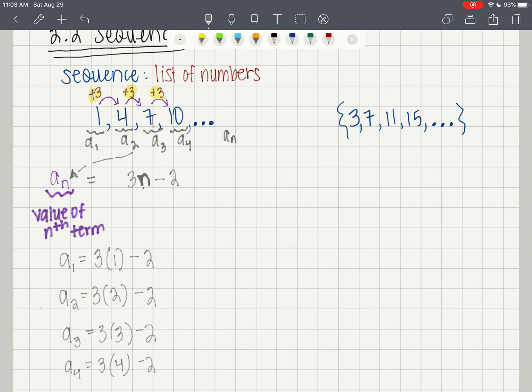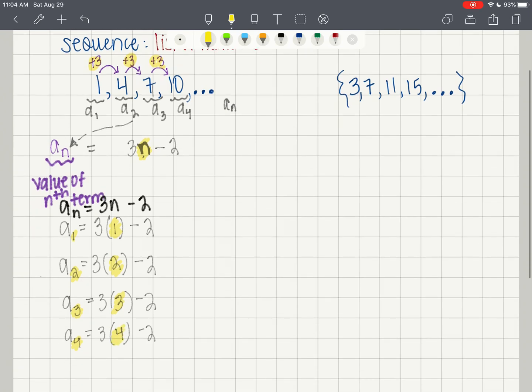Okay, so let me show you where those values were coming from. So a sub 1, n is 1. A sub 2, n is 2. Let me write this nice and thick here so that you can see it. A sub n equals 3n minus 2. So everywhere you see an n, we're putting in the number term. So the third term, we put a 3 in for n. The fourth term, we put a 4 in for n. That looks like it is indeed our formula.